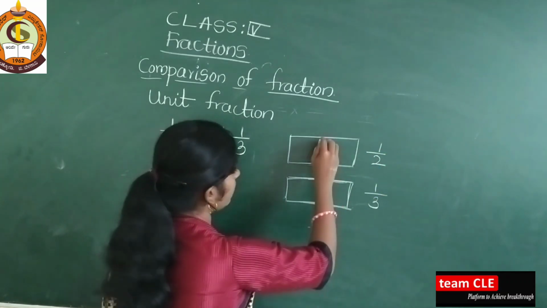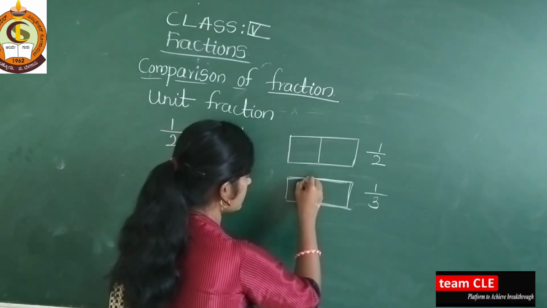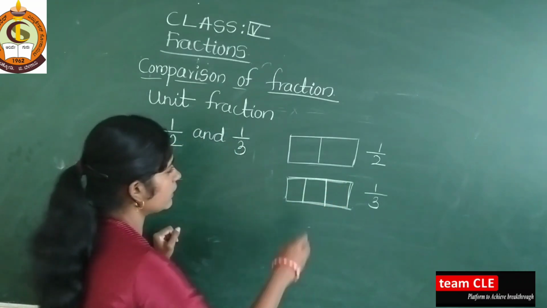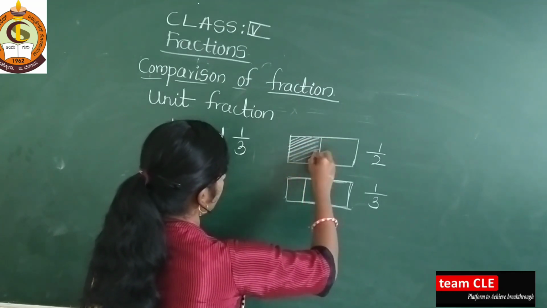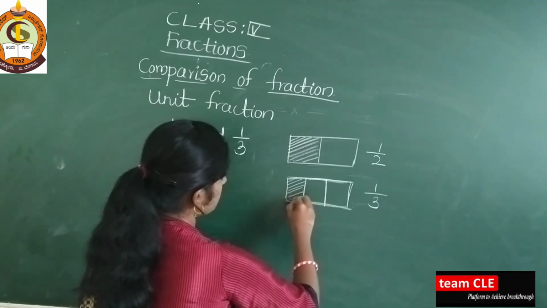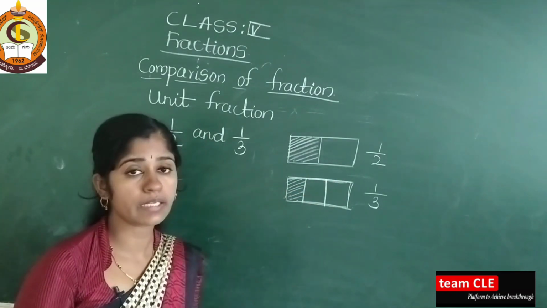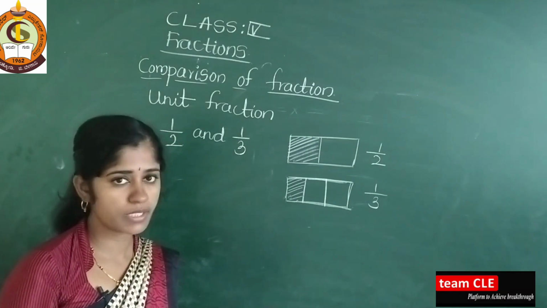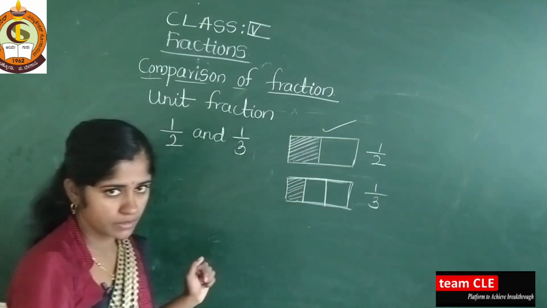1 by 2 means I will make two parts here. For 1 by 3, the denominator 3 means I will make 3 parts. For 1 by 2 I will shade 1 part, and for 1 by 3 I will shade 1 part. Then just observe and tell me which looks greater, 1 by 2 or 1 by 3. Yes, 1 by 2 looks bigger.